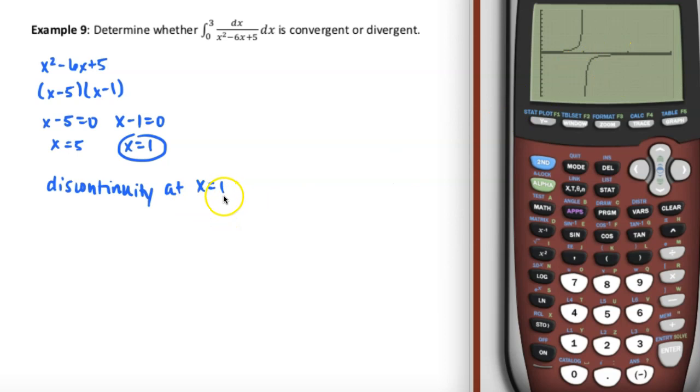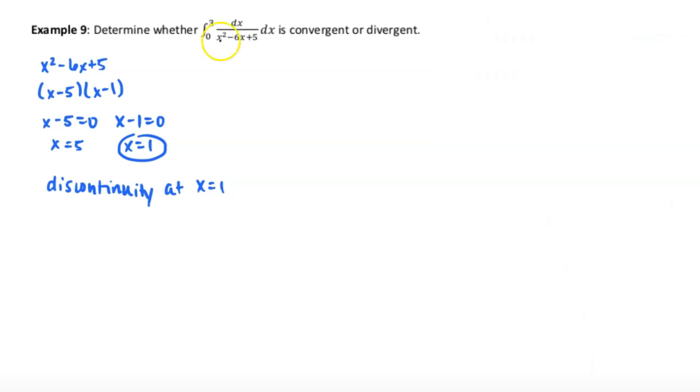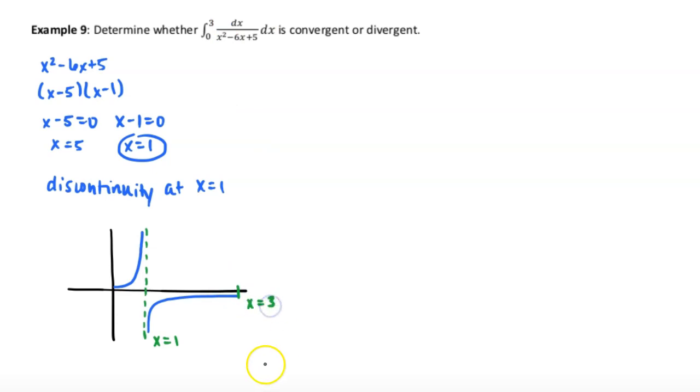We said that there would be a discontinuity at x equals 1, and there is. And so let's do a quick sketch of this situation. And we're capping this off at x equals 3. All right, and we are looking for this area.